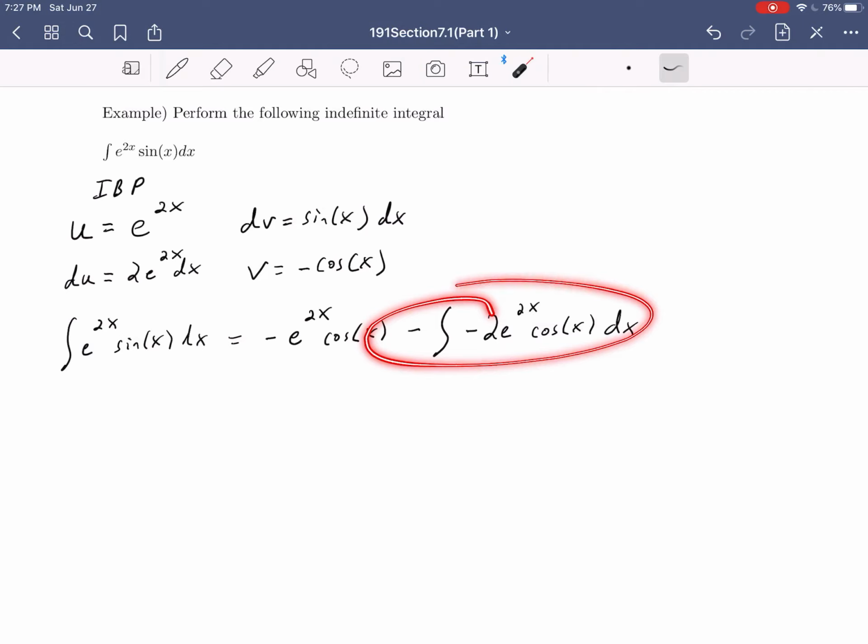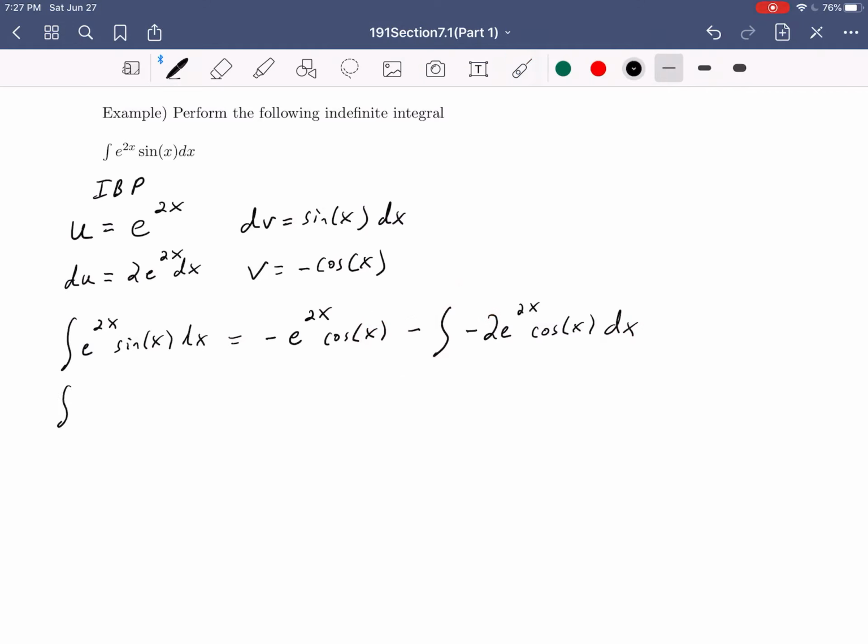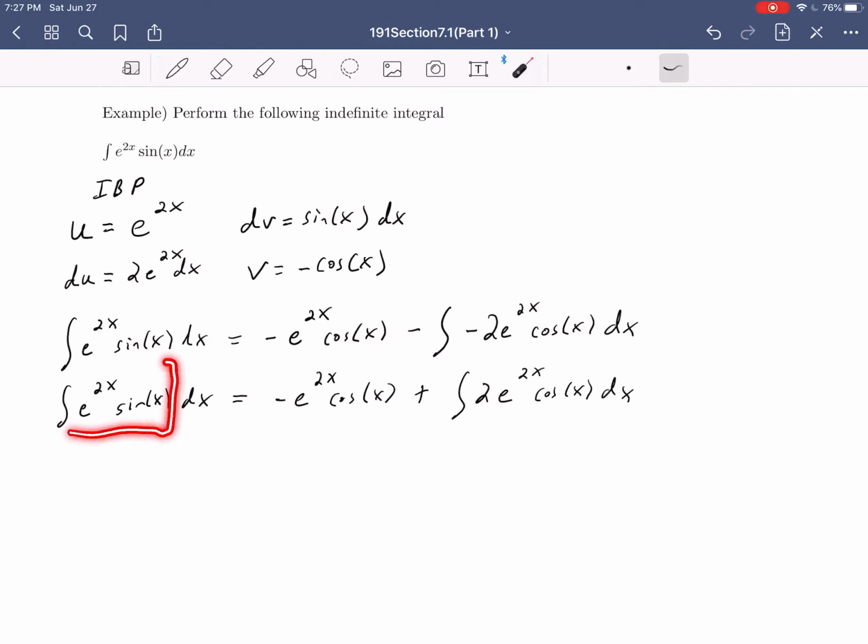Now, we can simplify this a little bit, and it looks like we have that the integral of e to the 2x sine x dx is negative e to the 2x cosine x plus the integral 2e to the 2x cosine x dx. Now, if we cross-compare, this is the integral we were originally trying to do. Now this is the integral we're trying to do. This doesn't look much better.